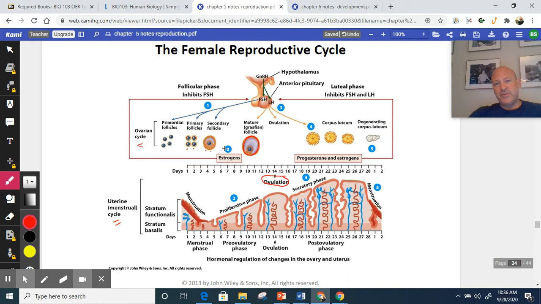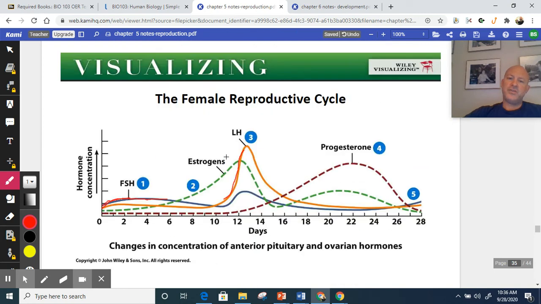What happens to the mature follicle after the egg is released? It lingers behind and forms this corpus luteum. This corpus luteum is going to be producing progesterones and estrogens. All right, so let's look at estrogens. Estrogens are slowly, steadily increasing from day 2.